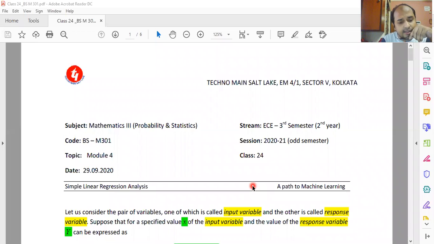Regression analysis, or sometimes called linear regression analysis, and also specifically called simple linear regression analysis. Why it is called simple linear regression analysis, I'm coming to that point later on. But first of all, let me understand what we mean by that. What is regression analysis meant for?